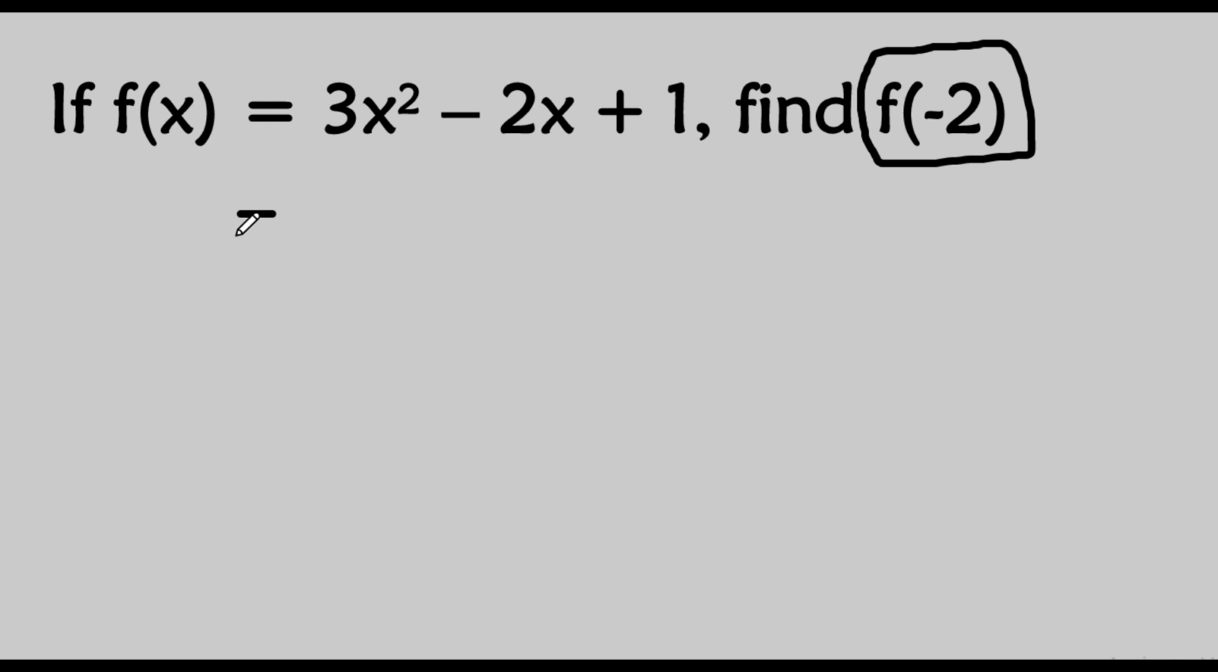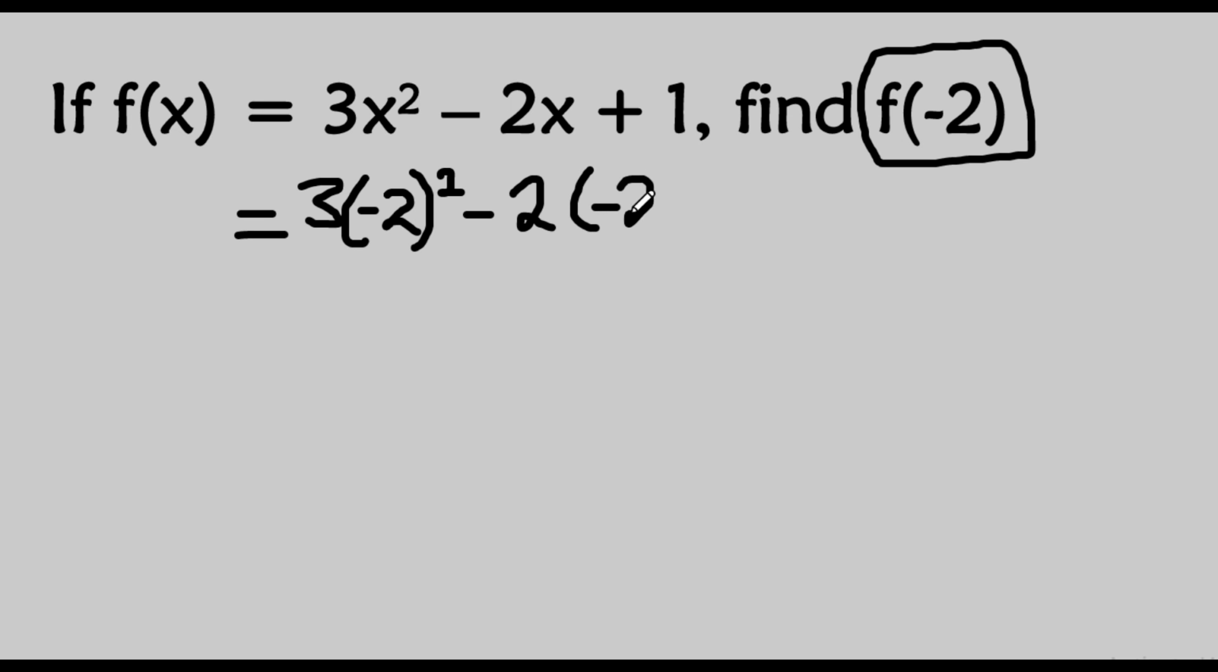So we say this is equal to, so we have 3x squared. So this becomes 3, and then in the brackets we would have -2, and remember squared. And then minus 2. Remember there's x there, so we'll replace it with -2. And then finally we have 1 plus 1. So that's the first step. Now you can see we have this.